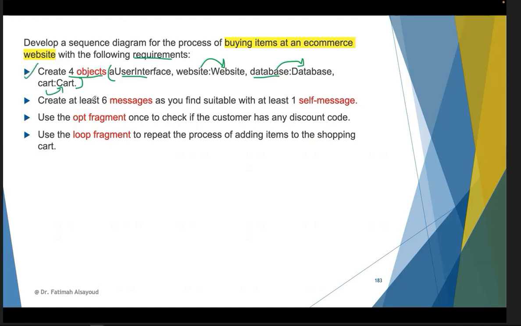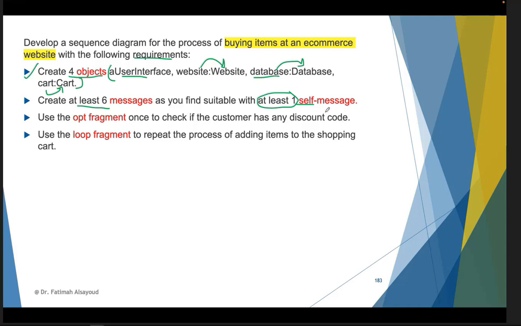The second requirement is that we have at least 6 messages. We must have 6 messages sent between the objects, and also we need to have at least 1 self message. What does self message mean? Messages coming from the same object to itself. They are also asking us to have an opt fragment to check if the customer has any discount code.